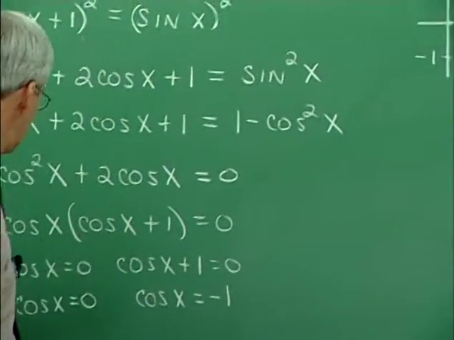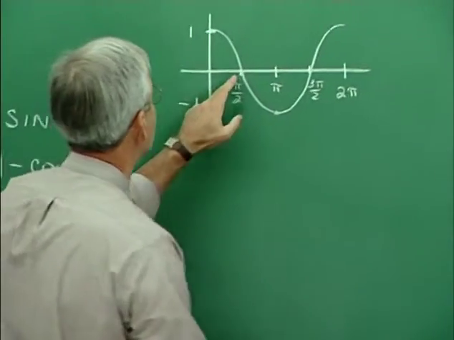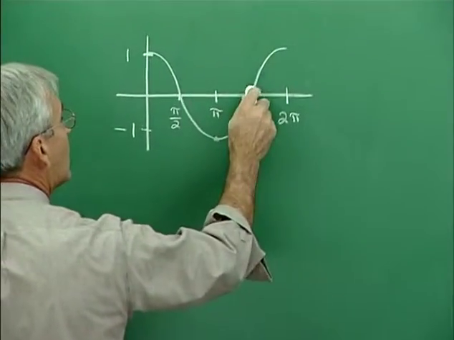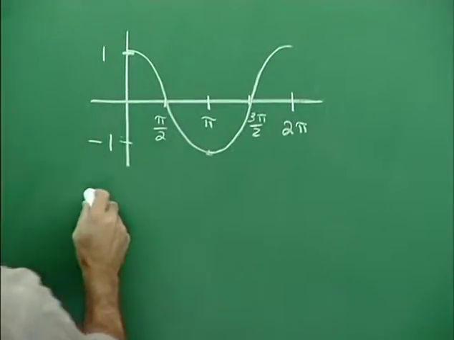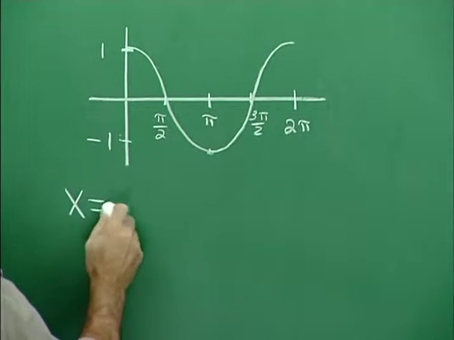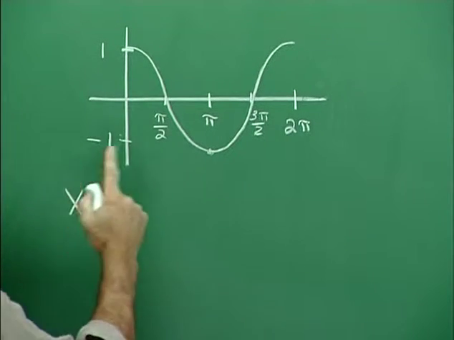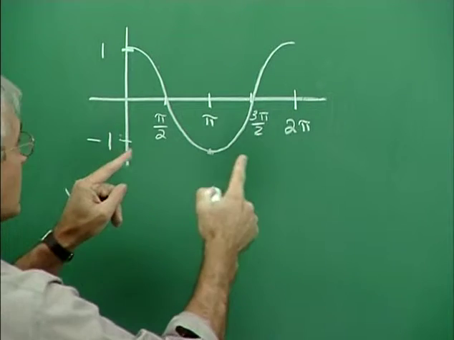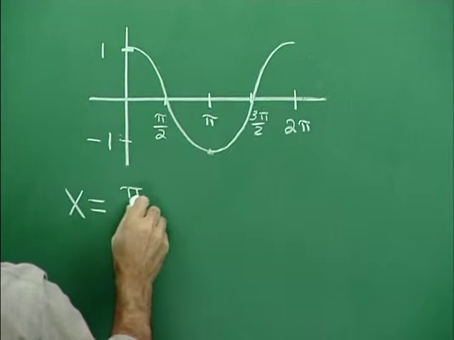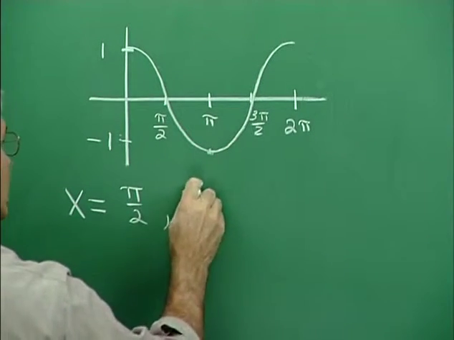So over here, I need, let's see, we have a 0 at pi over 2 and another one at 3 pi over 2. So we're saying then that the x that solves cosine x equals 0 is pi over 2 and also 3 pi over 2.